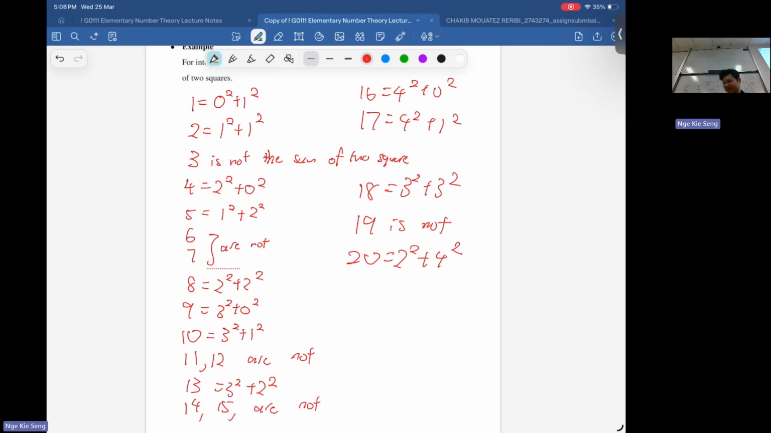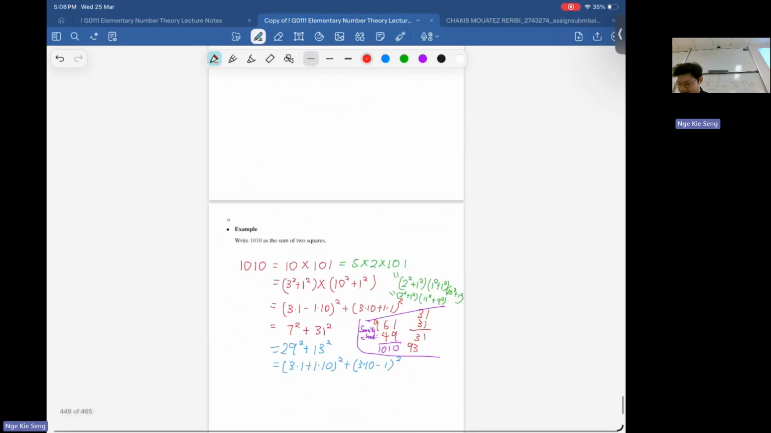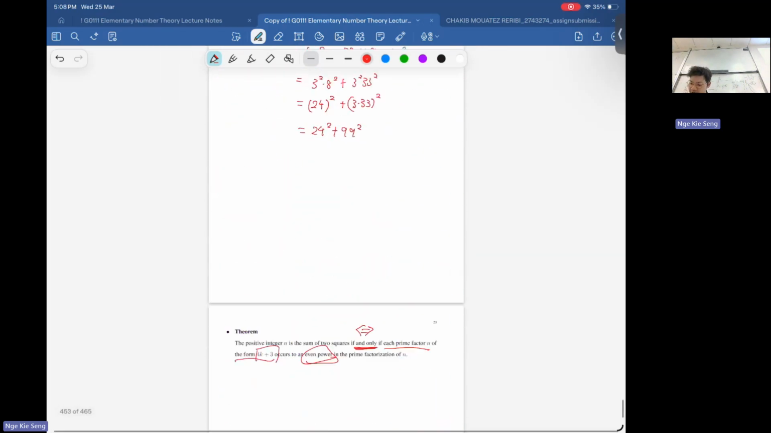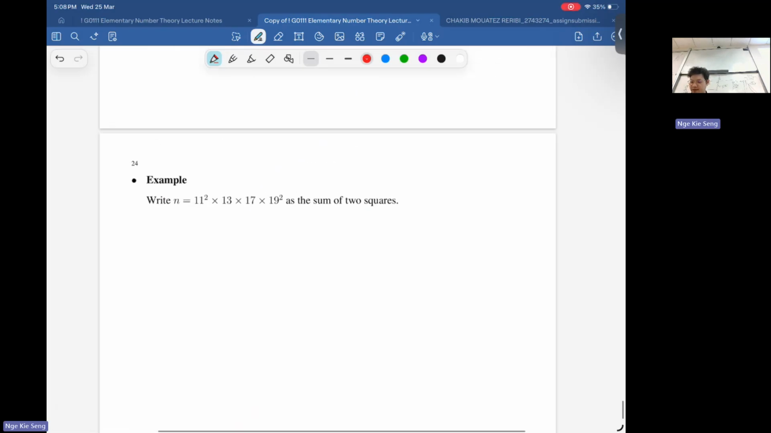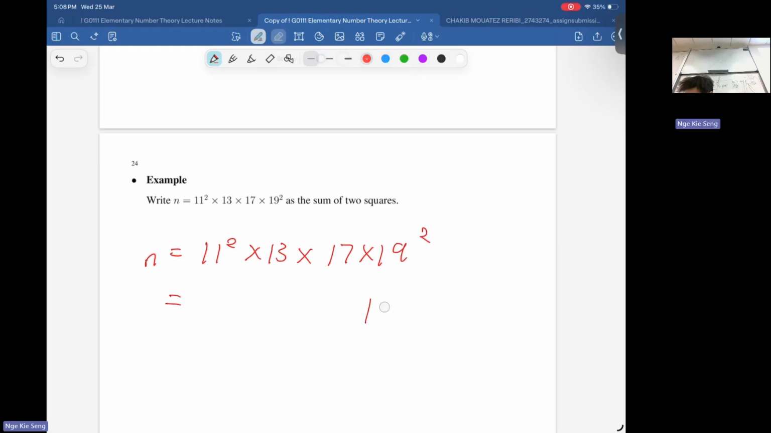So how is it true? Let's see. In this example, I'm going to tell you why it works. If you look at these examples here, for those that I cannot split out, I throw it to the end first. Can we write 13 as a sum of two squares? I think we did it before. And then 17, we also did it before. We did it until 20.